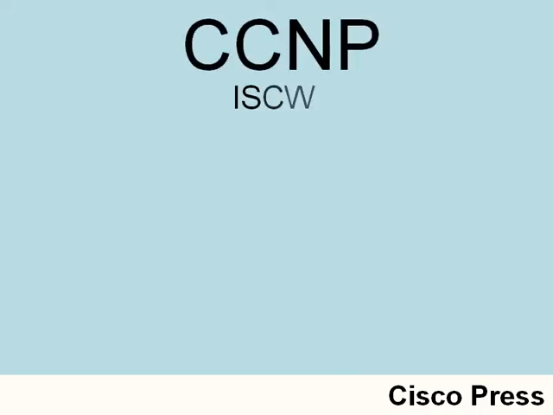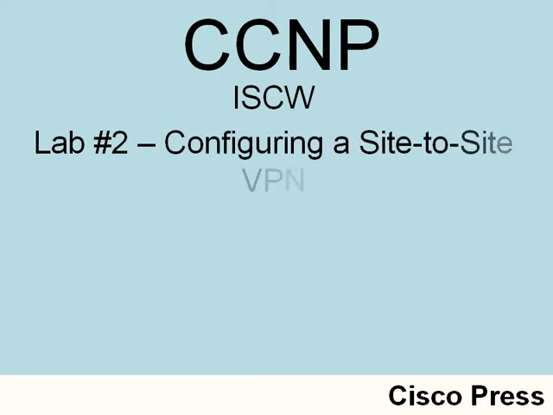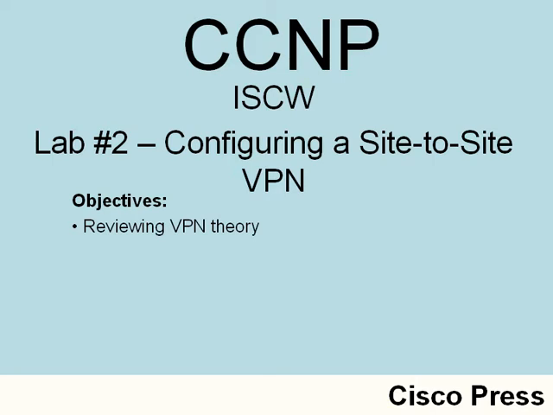In ISCW Lab Number 2, we're going to examine how we can securely send data between a couple of corporate sites that are interconnected via some sort of an untrusted network. And by an untrusted network, I'm talking about something such as the internet, maybe a service provider's network. Specifically, we are going to set up a site-to-site VPN, a virtual private network. In fact, our first objective is to discuss and review VPN theory.